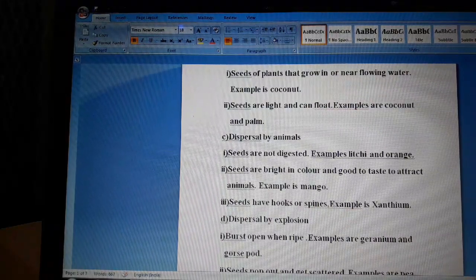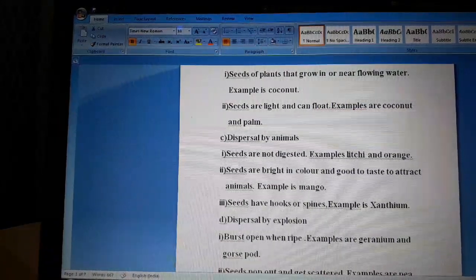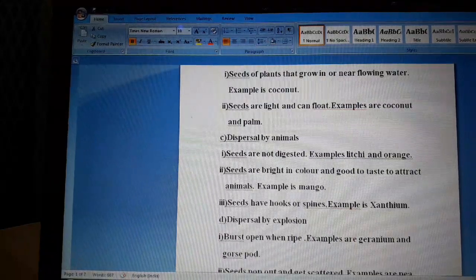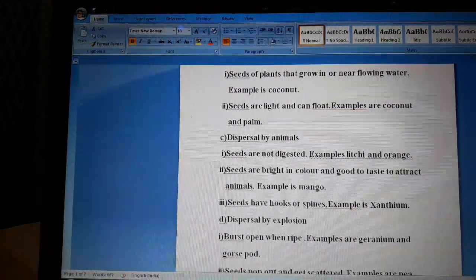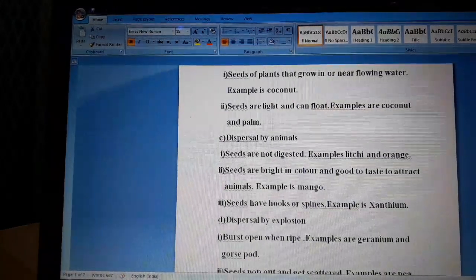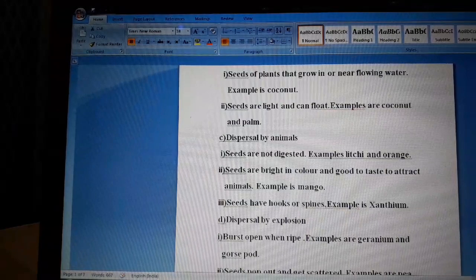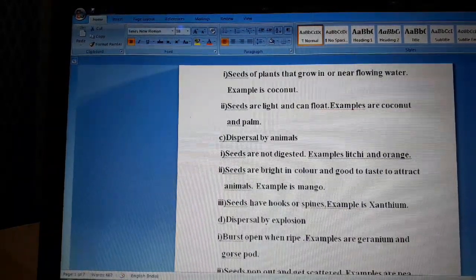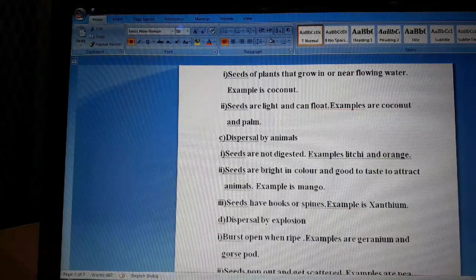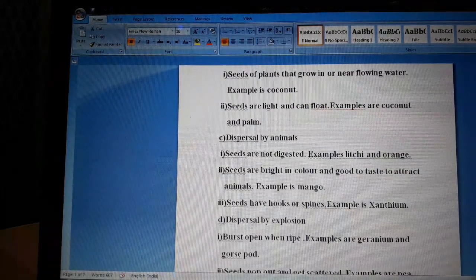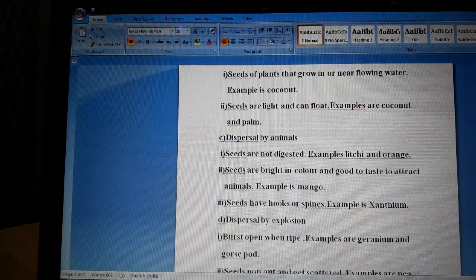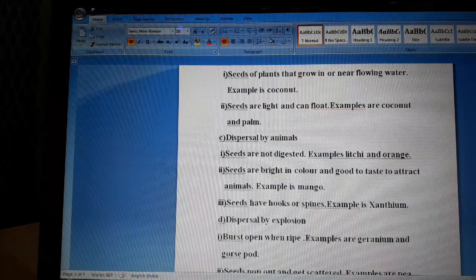Suppose a buffalo or a cow has eaten a mango, and they have eaten the seed also, but they could not digest that. So the animal does not stay in one place, it moves from one place to another. When it goes to some other place, the seed of that mango falls down as droppings, and in that soil where it falls, a new mango plant grows from it.